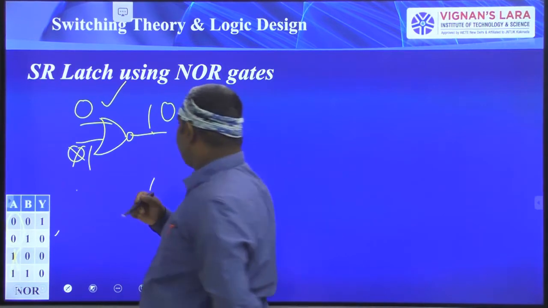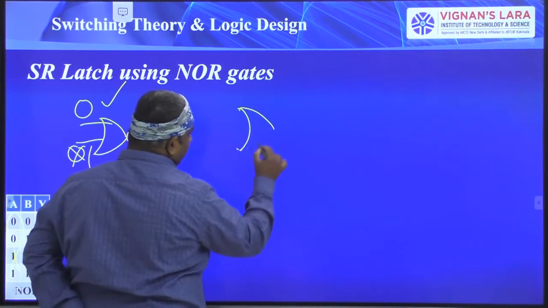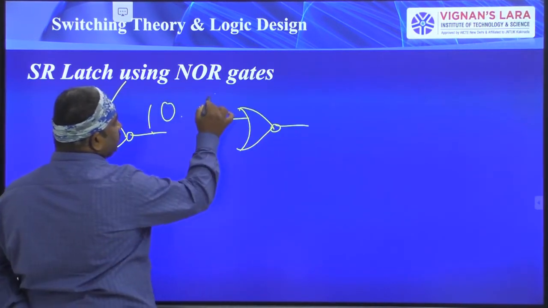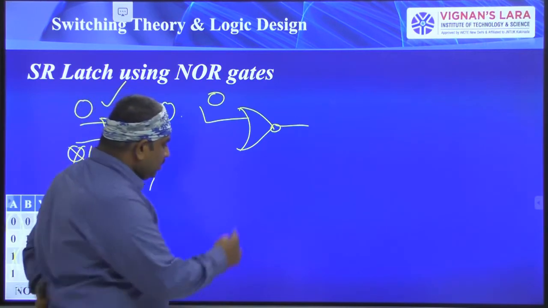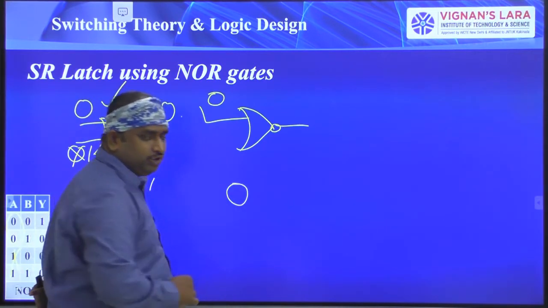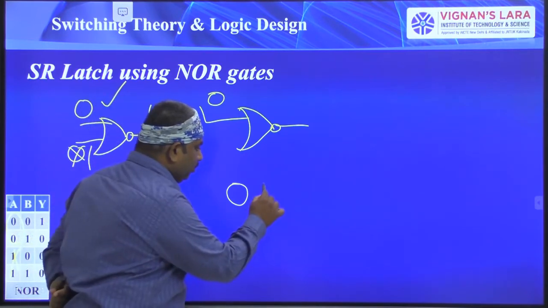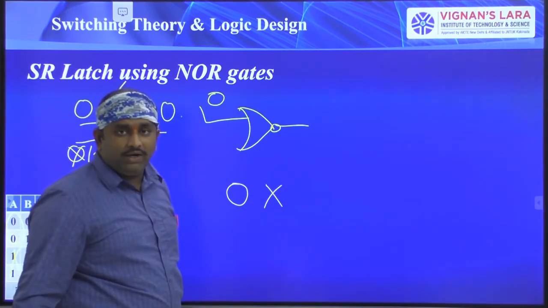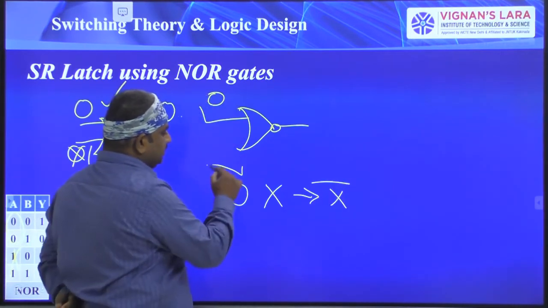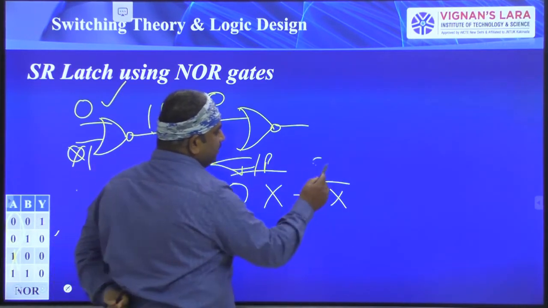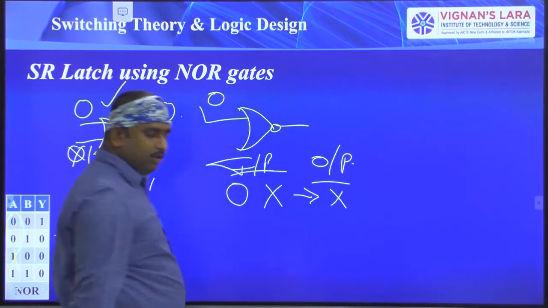So it is a very simple thing. For the NOR gate, I have fixed one of the inputs as 0, and I don't know the second input. So one input is 0 and the other input is some x. Now what is the output? The output is x bar.